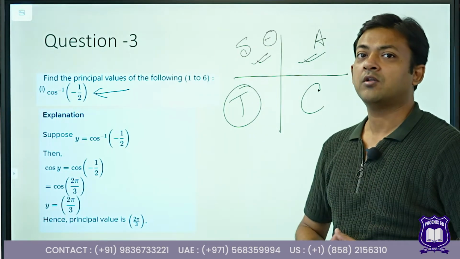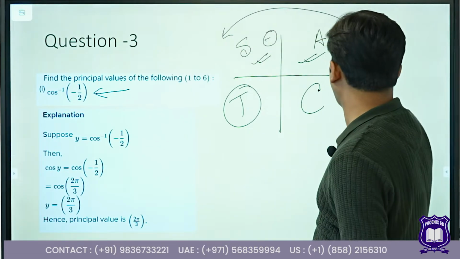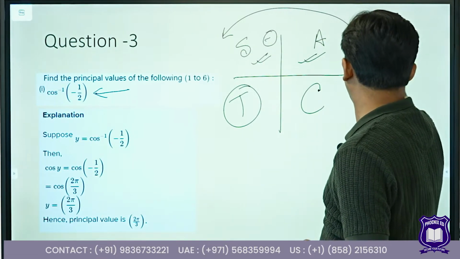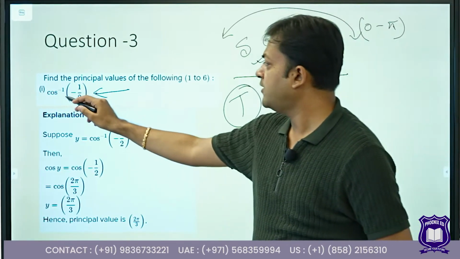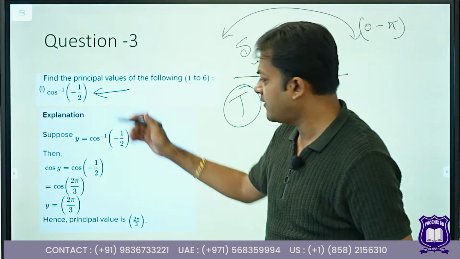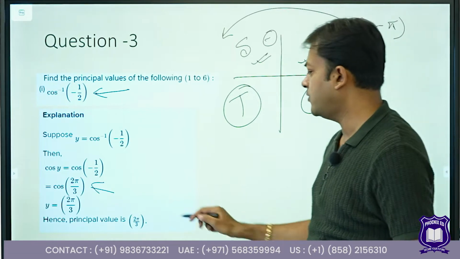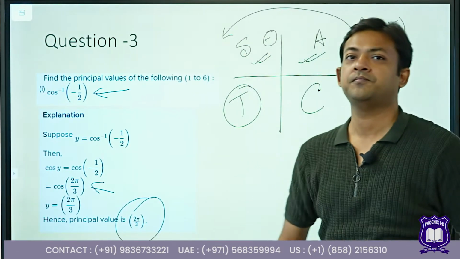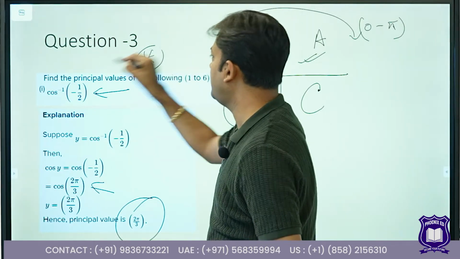So the principal range of cos theta is taken from 0 to pi. Now since the principal value is 0 to pi, cos inverse is negative in the second quadrant, and minus half is attained at cos of 2 pi by 3. Hence my value would be 2 pi by 3. This is a specially important problem, albeit an easy one.